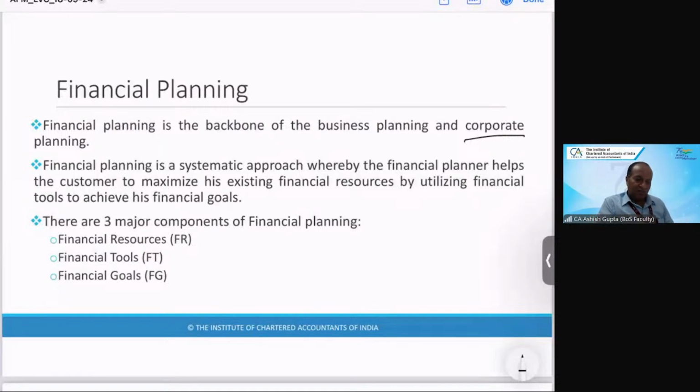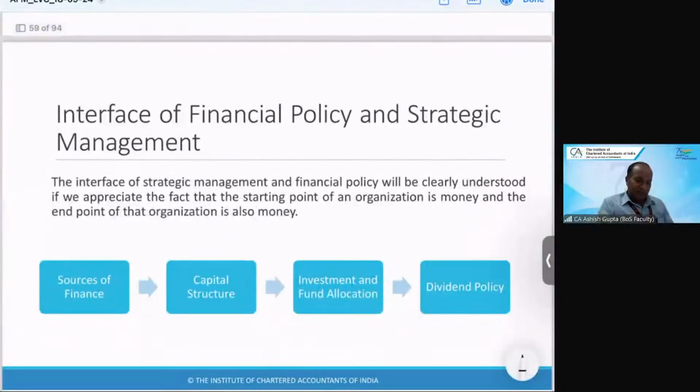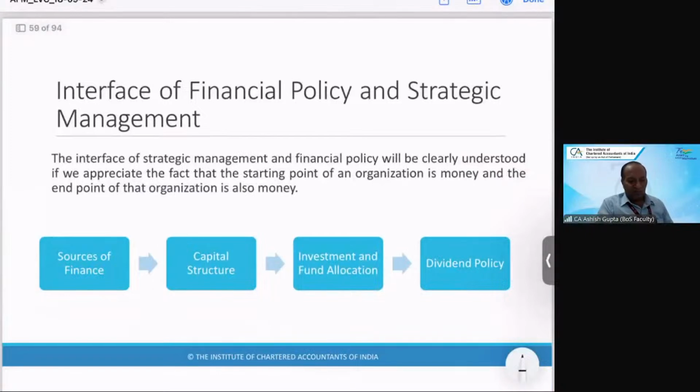Now ultimately, what is our objective? Our objective is to use the existing financial resources to achieve our financial goals. So first we have to see the three components: financial resources, financial tools, and financial goals. All these are theoretical, and this is basically the interface of financial policy and strategic management.